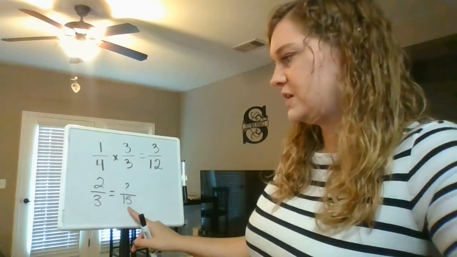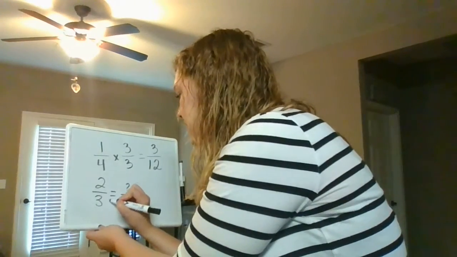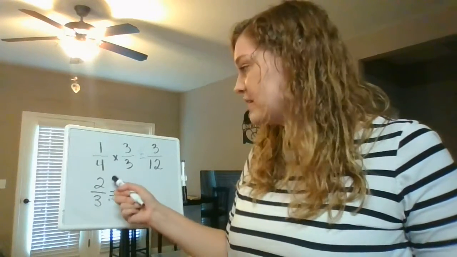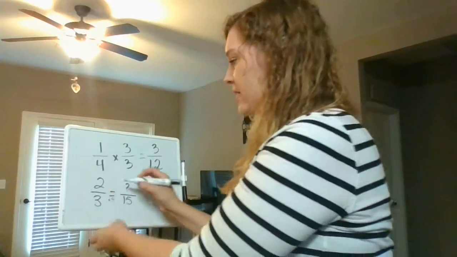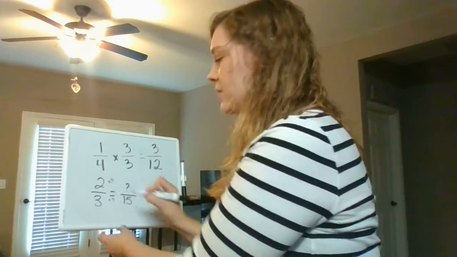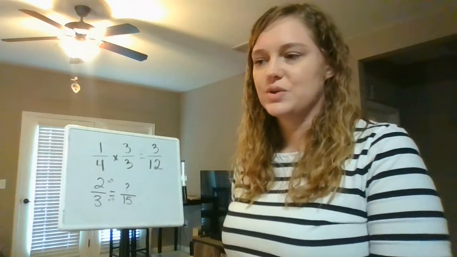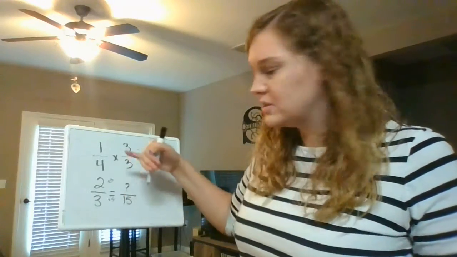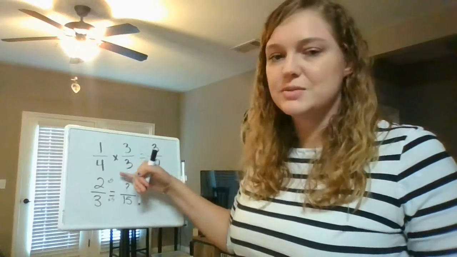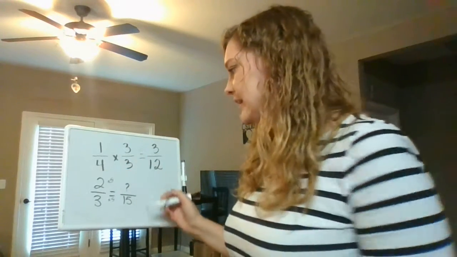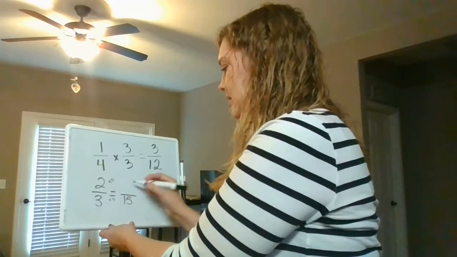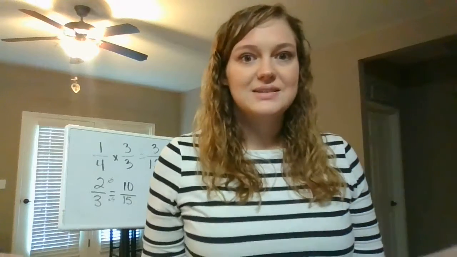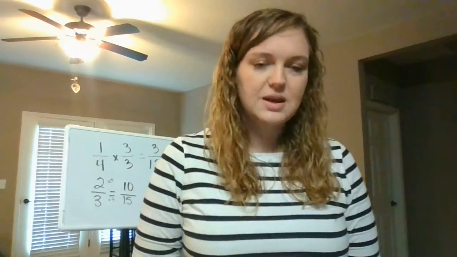3 times what equals 15? Well, I know that 3 times 5 equals 15. So I just have to do the same thing up here. I have to multiply 2 times 5. I have to do what I did to the bottom. I remember a saying when I was a kid, when we were talking about fractions like this: whatever you do to the bottom, you have to do to the top. So I multiplied the bottom by 5, I have to multiply the top by 5 as well. And I get 10. So I'm going to erase the question mark and write 10. So 2/3 is equal to 10/15. And that's it. It's a pretty simple concept.